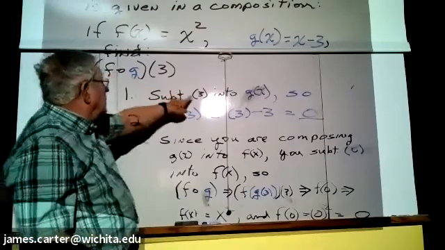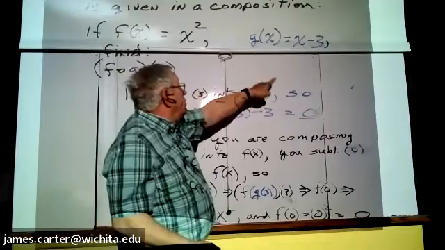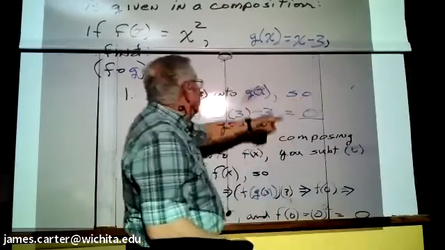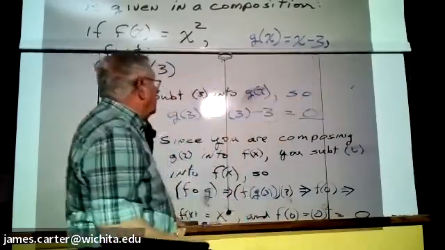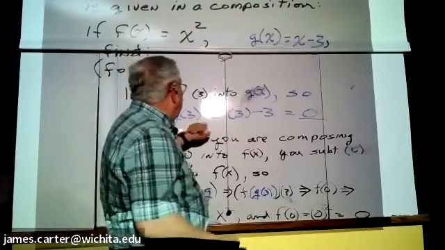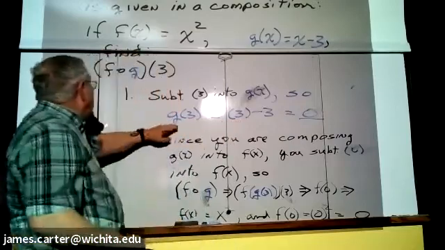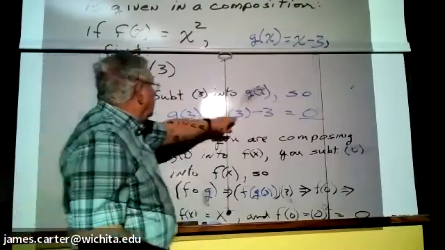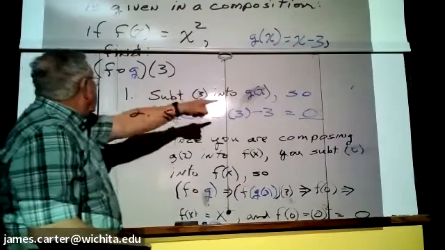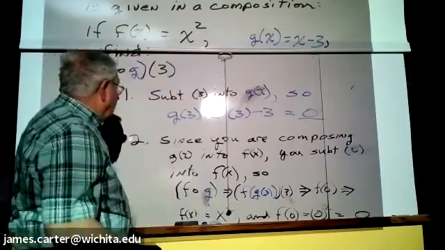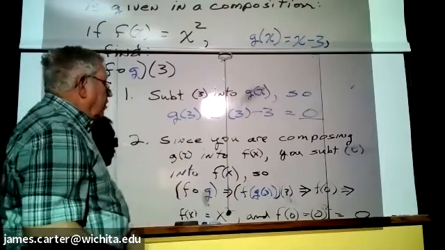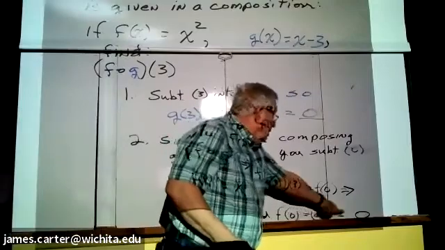Okay? So we substitute 3 into the g of x equation. And if we substitute 3 here, we get 0. That's an equal sign, not a less than or equal. Okay, so g of 3 ultimately equals 0. Now then, we're going to take that 0 and put it into the f equation. So in this case, we get 0 anyway because 0 squared is still 0.